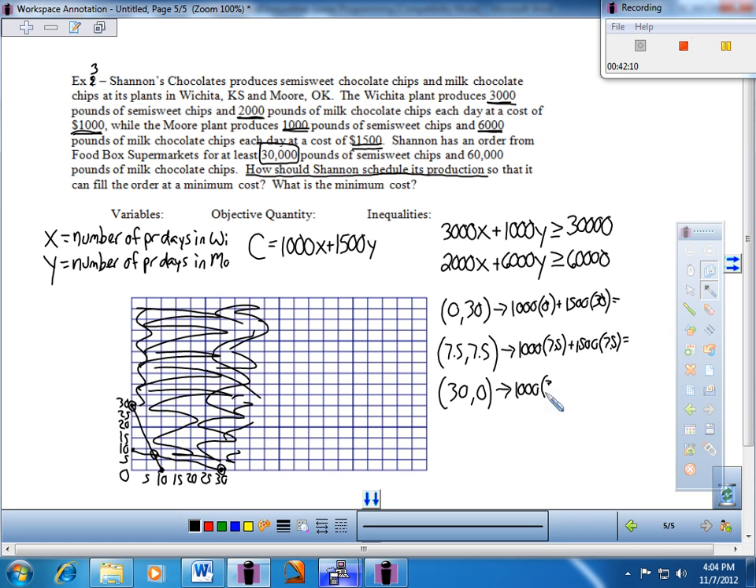So 1,000 times the 30, 1,500 times the 0. Now I'm not going to bring my calculator up this time because it just so happens I have these values. But if you want, please pause the video and calculate those, and let's see what unfolds. It looks like if you do this one, you get $45,000. That would be the cost there. If you do this one, everyone, it looks like it would be $18,750. And if you do the last one, it looks like it would be $30,000.